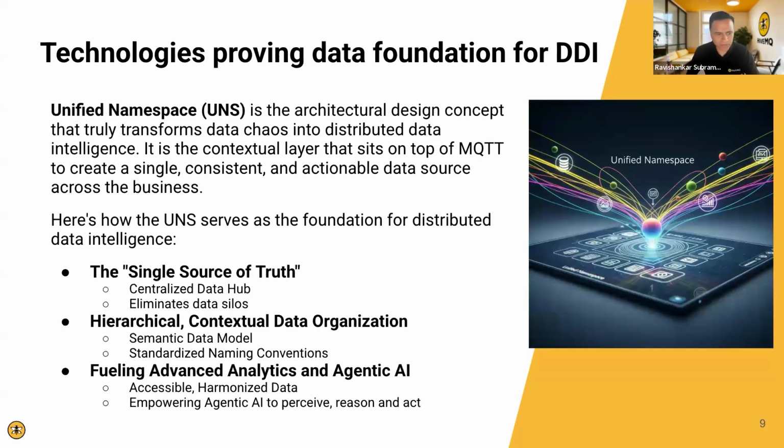The second one is what we call a unified namespace, which is basically an architectural design concept that revolves around truly transforming all this data chaos into distributed data intelligence. It serves as a context layer that sits on top of MQTT to create a single, consistent, actionable data source across the business, or in other words, a single source of truth. Now, you might ask, why can't the MQTT broker be that single source of truth? Absolutely, it can, but what it lacks is the context. It's not just about bringing all the data to one location. It's also about contextualizing the data, consolidating the data, and bringing only the necessary data.